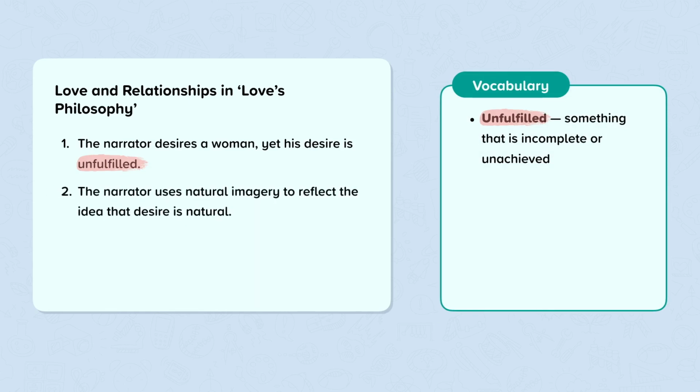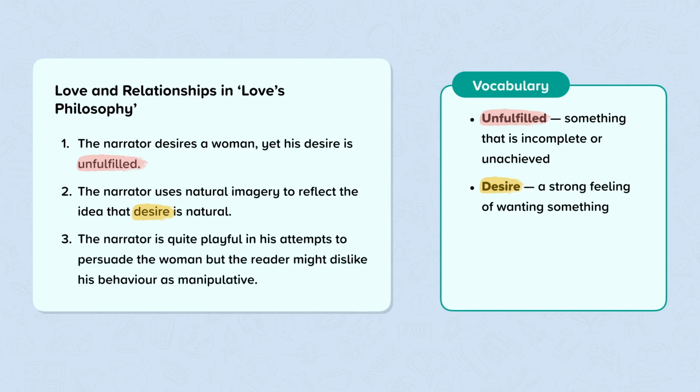The narrator uses natural imagery to reflect the idea that desire is natural. Remember, imagery is when a poet or writer uses figurative language, such as metaphors or similes, to create a visual image in the reader's mind. Desire means a strong feeling of wanting something. The narrator is quite playful in his attempts to persuade the woman, but the reader might dislike his behaviour as manipulative. Now, manipulative means being sly and cunning to get what you want.